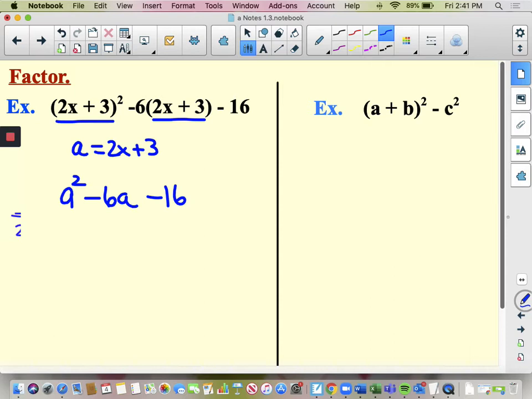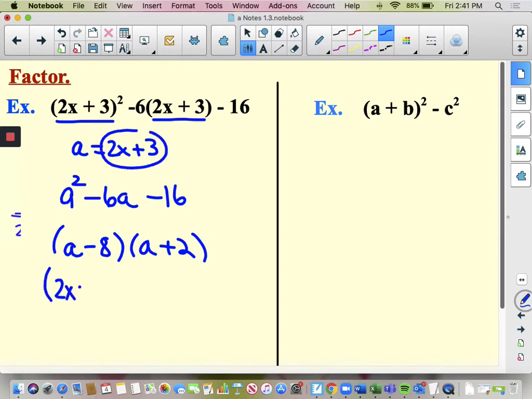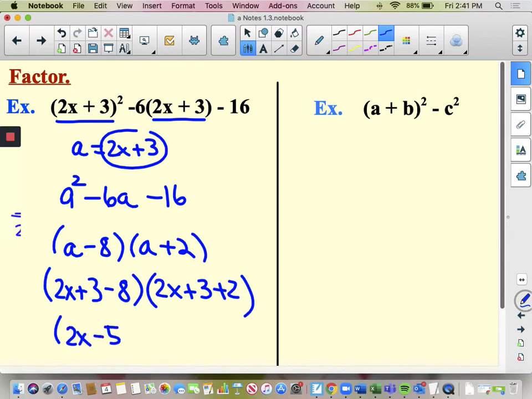Well, now this is just an easy quadratic to factor. This is really going to factor down to A minus 8 and A plus 2. But then don't forget, A is actually just a substitute right now. So now I need to go back up here and plug in 2x plus 3 back in for my A's. So my A's are back to 2x plus 3. And then simplify those a bit. Of course, you can combine your like terms. And you got it. So that's an option.